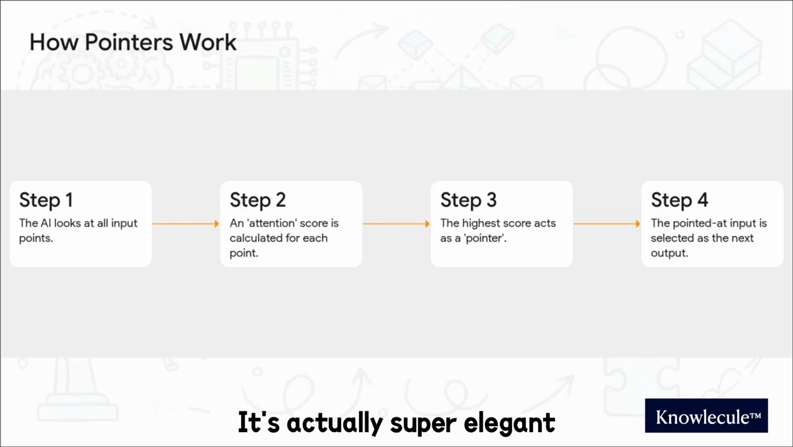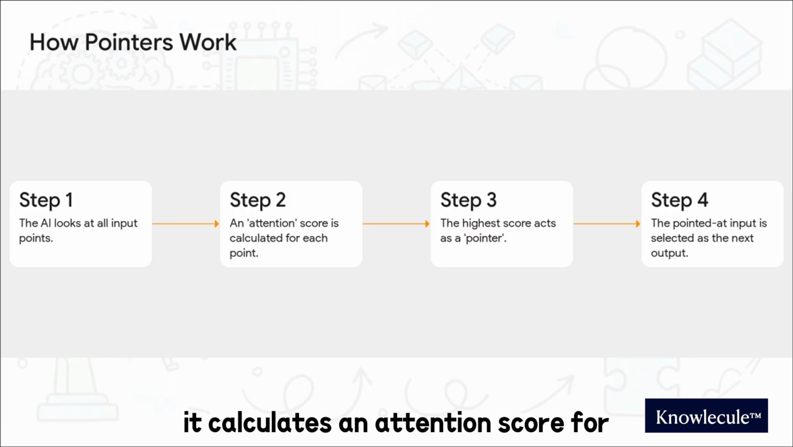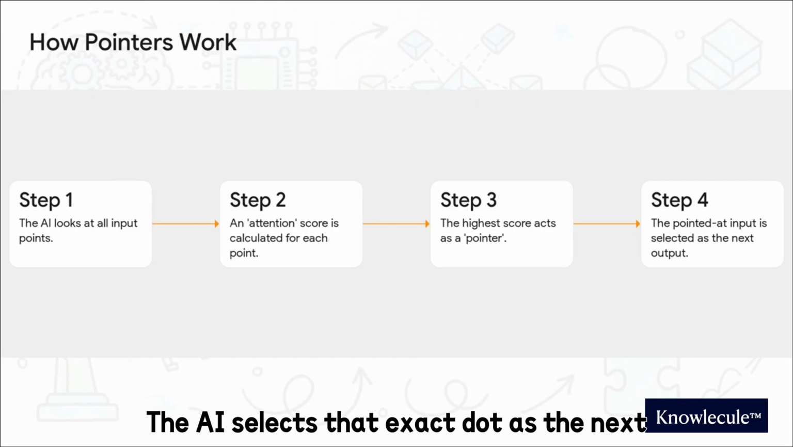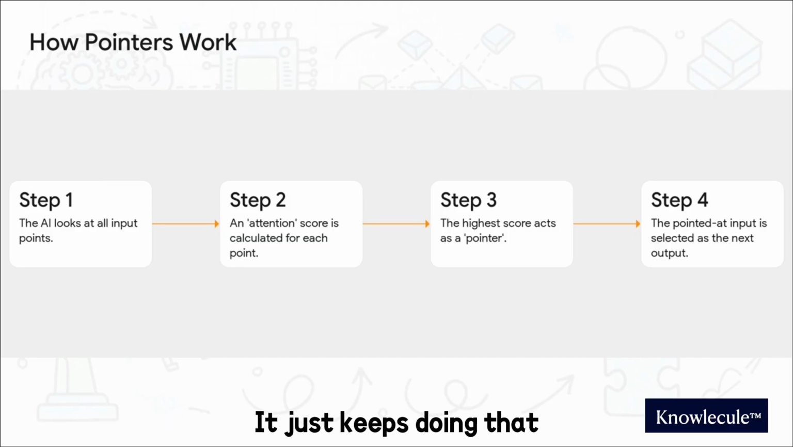It's actually super elegant. Step 1, the AI looks at all the dots on the screen. Step 2, it calculates an attention score for every single one of them. Basically, how important is this dot right now? Step 3, the dot with the highest score is where the laser pointer lands. And finally, step 4, boom, the AI selects that exact dot as the next point in the solution. It just keeps doing that, pointing from one input dot to the next until the whole shape is drawn.